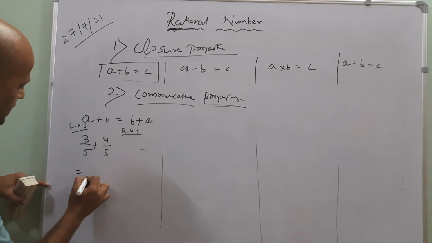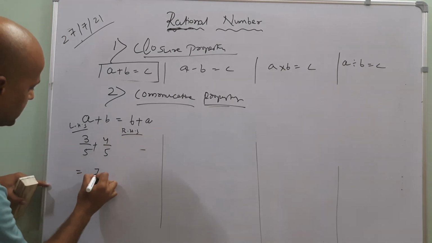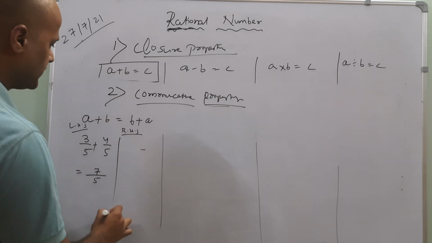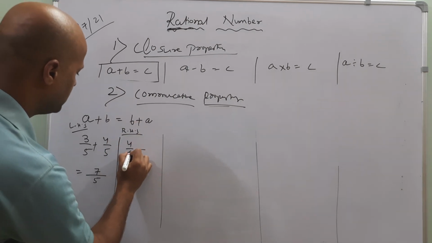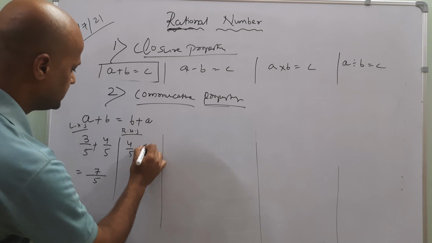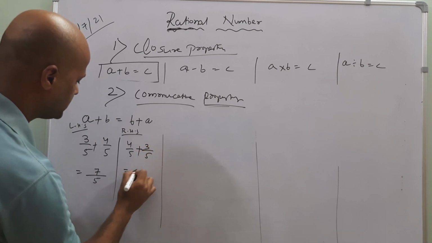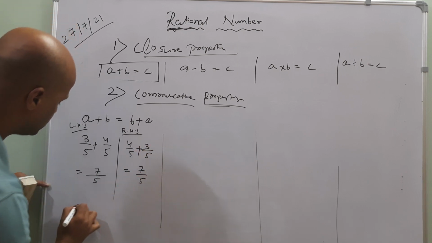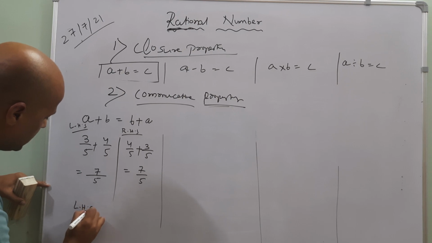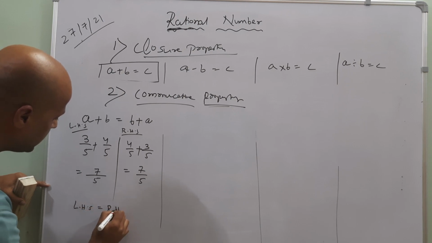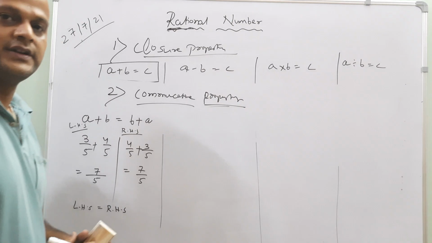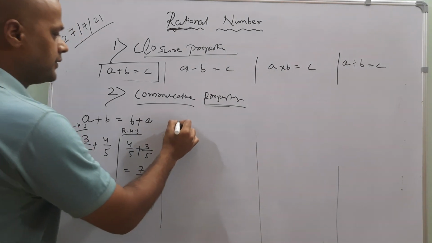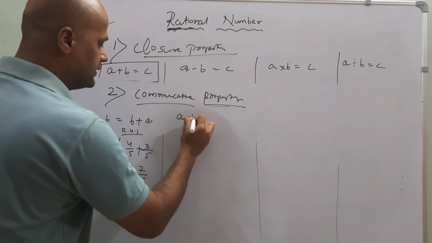Now here LHS is how much? 7 by 5. Now in case of RHS, what will it be? 4 by 5 plus 3 by 5. How much is that? 7 by 5. So in the case of addition, LHS is equal to RHS. Understood, friends? Now come to the case of subtraction.